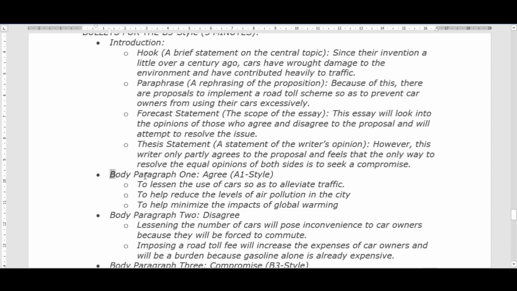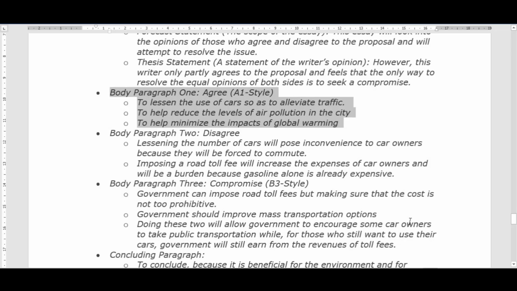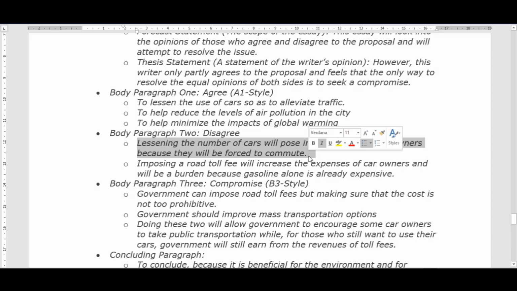So here you have the agree arguments over here. The same agree arguments as stated earlier, to lessen the use of cars so as to alleviate traffic, and then to help reduce the levels of air pollution in the city, and to help minimize the impacts of global warming. But you can now go into the disagree arguments by stating that lessening the number of cars will pose inconvenience to car owners because they'll be forced to commute, defeating the very purpose of having a car.